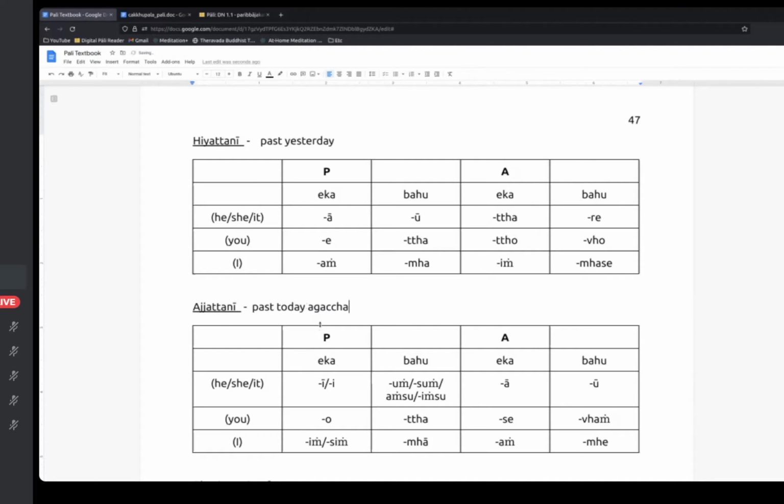Agat, gacha, agachung maybe, agachingsu. Here's which one. You'll see ingsu. Agachingsu means went. They went. But then you might also have agachingsu, which would mean come. They came.